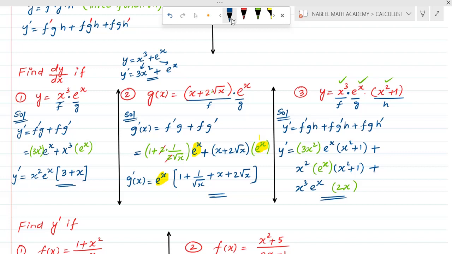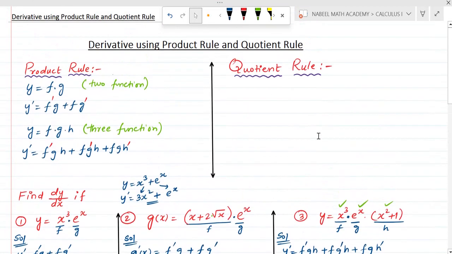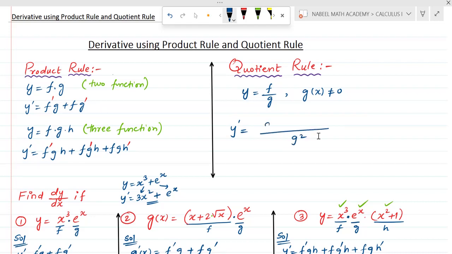Now coming to the quotient rule. When a function is given in terms of f over g, then you have to use the quotient rule: y equals f over g, and the condition for this is that g of x must not equal 0. So this is a rational function restriction. And what is the formula here? y prime is equal to g square, g fixed f prime minus f fixed g prime. This is what we have.